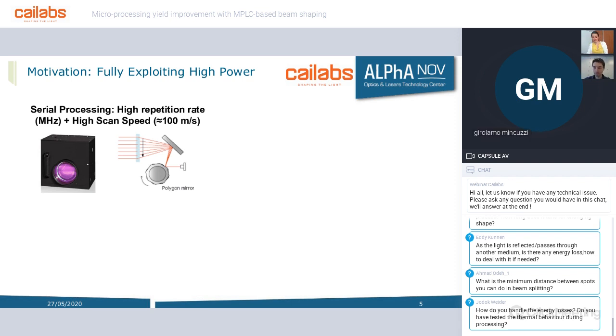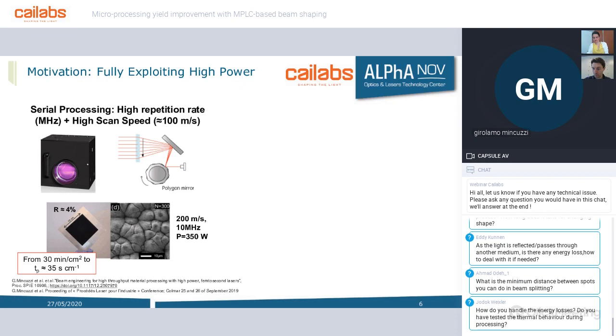The first one, which is referred to as serial processing, is when your high power laser has a high repetition rate, let's say in the megahertz range. In this case, you need high scan speed. Polygon scanners could be an option that deliver the beam at up to 100 meters per second.